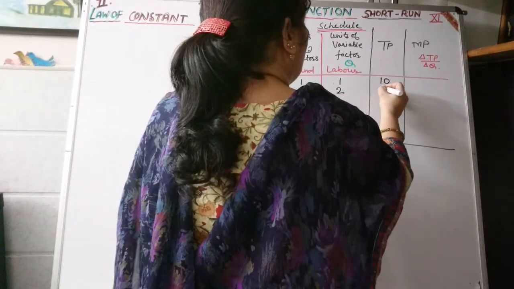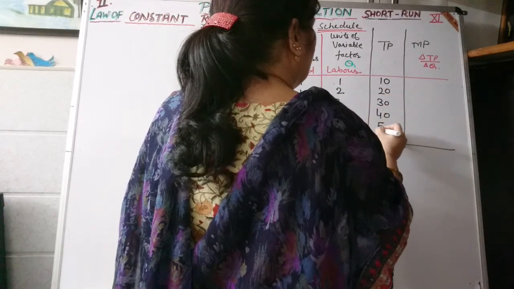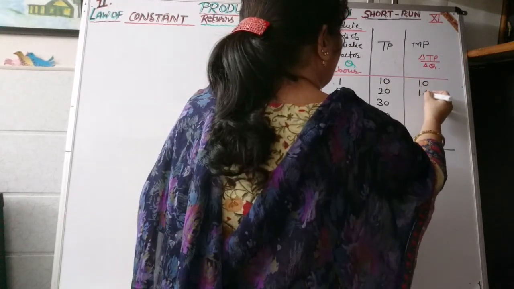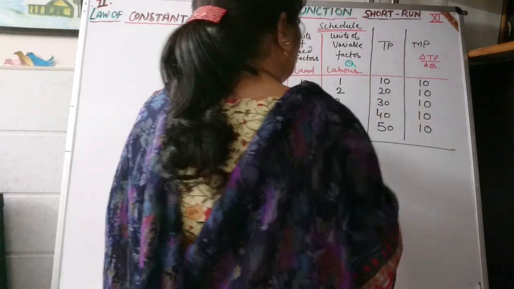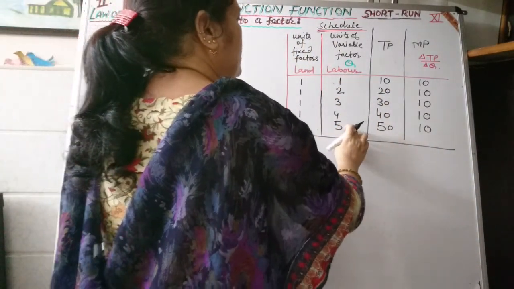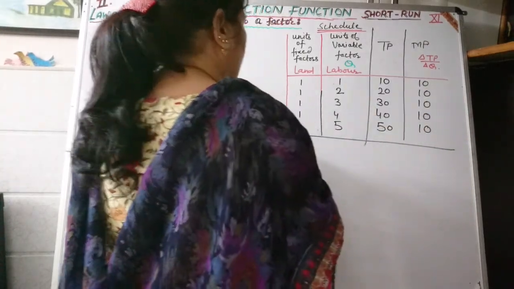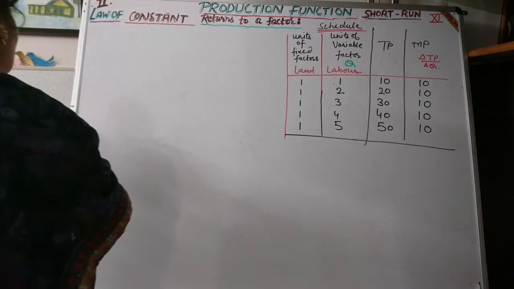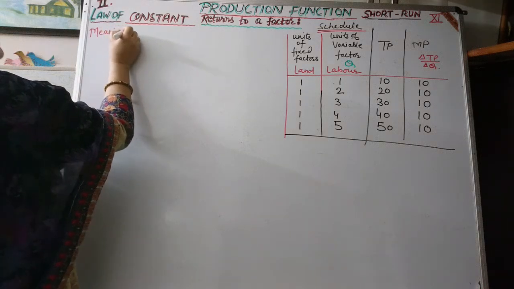Now total production increases at a constant rate. It means the change in TP is constant. Every additional unit of labor gives a constant change in total production. So let us first of all start with the meaning of constant returns to a factor.